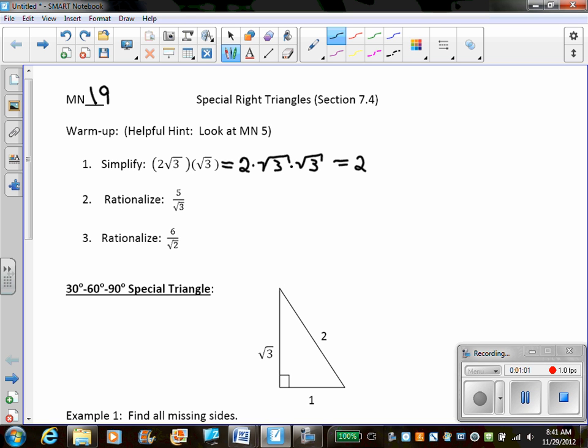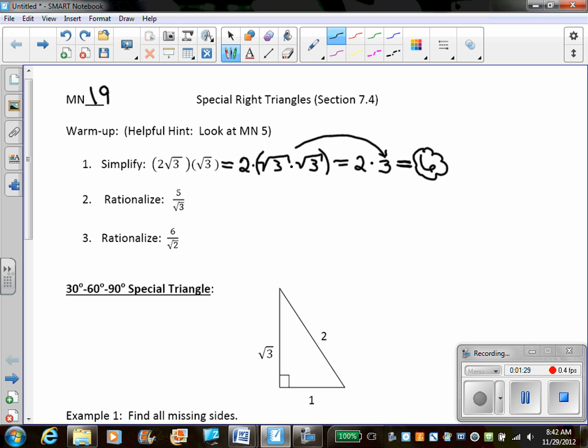which is going to be 2 times, when you multiply the square root of 3 times the square root of 3 right here, that's just going to give you 3. And if you want to do it kind of the long way, you can go square root of 3 times square root of 3 gives you square root of 9, and the square root of 9 is 3. So then 2 times 3 is going to equal 6. So there's my answer, or simplified form, of 2 square root of 3 times square root of 3.